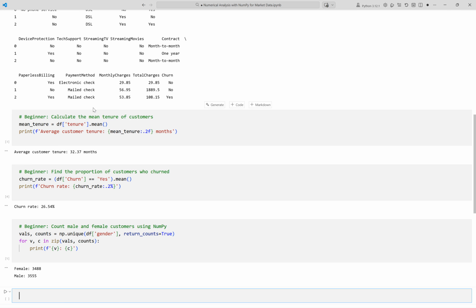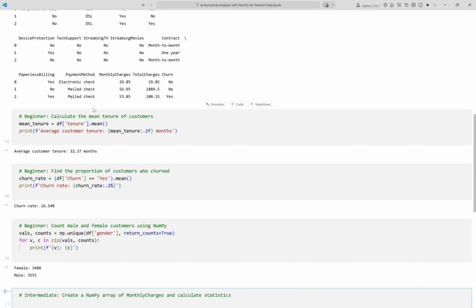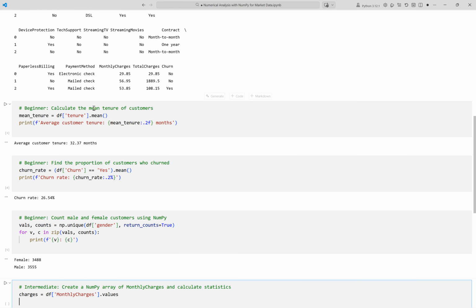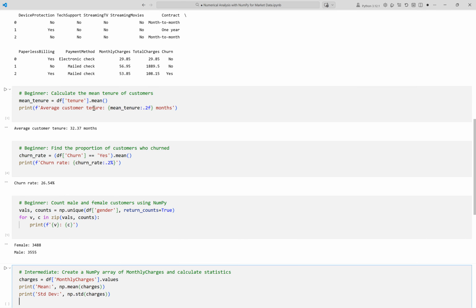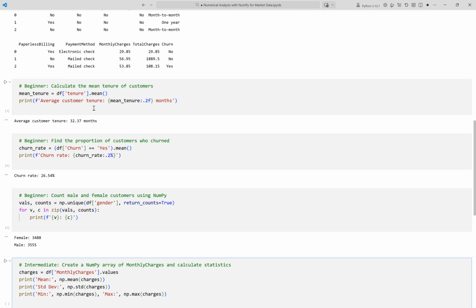Monthly charges can indicate how much customers pay and help with pricing decisions. We extract the monthly charges column as a NumPy array for fast computations. NumPy is used to calculate the mean, or average, charge. We calculate the standard deviation to assess price variability. Finding the minimum and maximum helps spot outliers or pricing tiers.